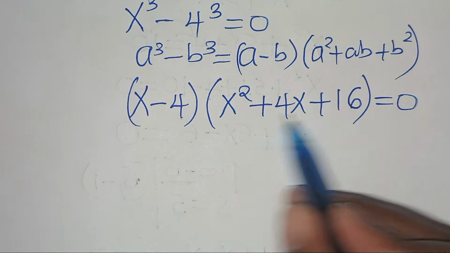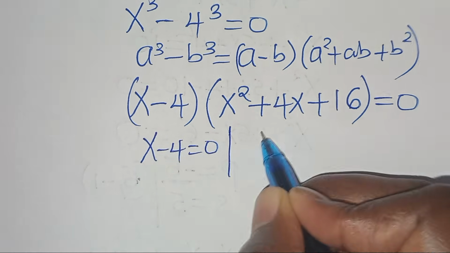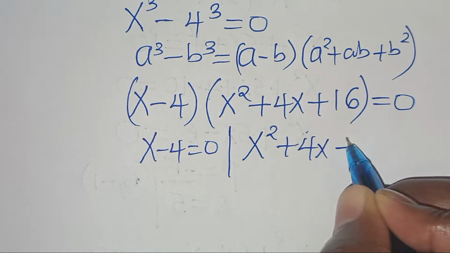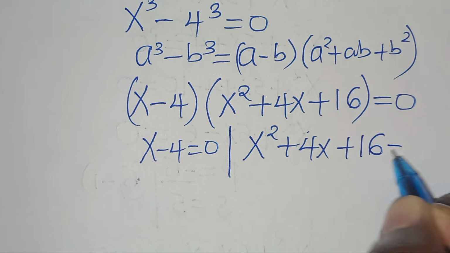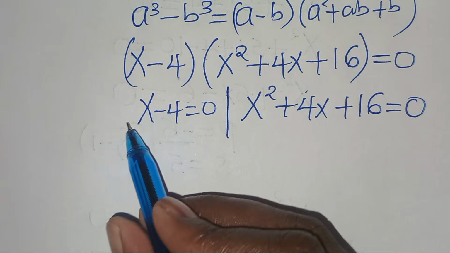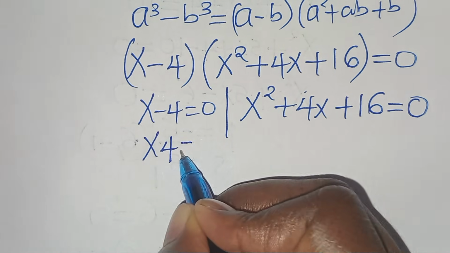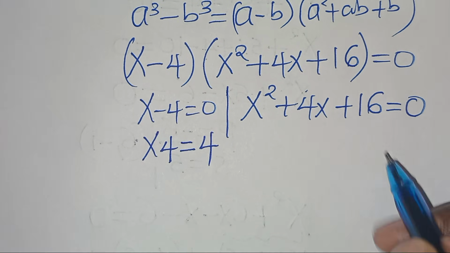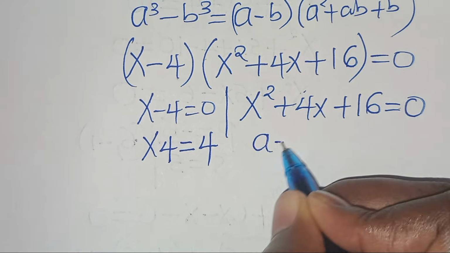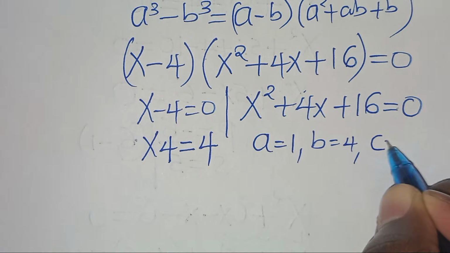Now we have two parts here. The first part is x minus 4. This is equal to 0. And then we have x squared plus 4x plus 16. This is equal to 0. Now, from the first part here, we have that x is equal to 4. The second part is a quadratic equation where we have a equal to 1, b equal to 4, and c is equal to 16.